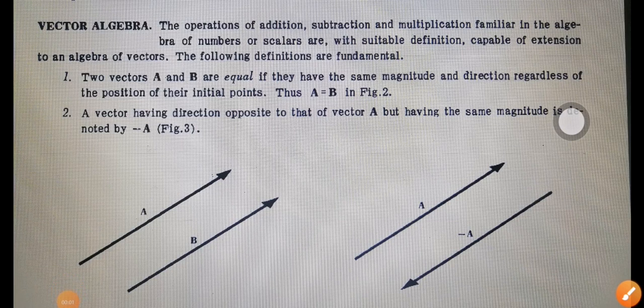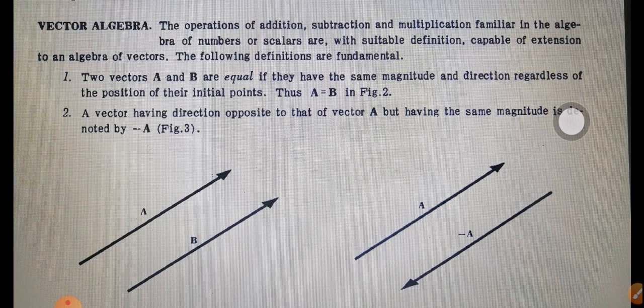Class, in this video we are going to start the topic named vector algebra. We all know that algebra is the branch of mathematics in which we deal with operations on numbers and some variables. We also know that the basic operations in maths are addition, subtraction, multiplication and division. So we are going to apply some basic operations on vectors now, and that field is named vector algebra.